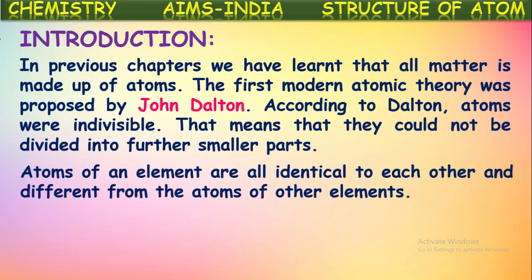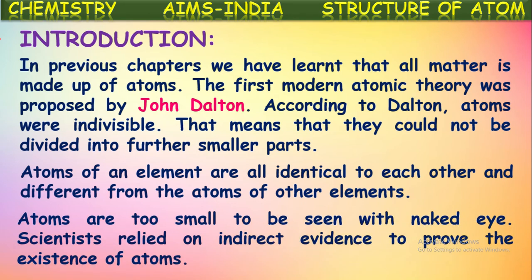Atoms of an element are all identical to each other and different from atoms of the other elements. These are also the points from John Dalton's atomic theory, isn't it? He told that atoms are the smallest particles of every matter and they cannot be divided further into smaller parts. And atoms of an element are the same in all respects, and atoms of different elements are different from each other in all properties. And even atoms are too small to be seen with the naked eye.